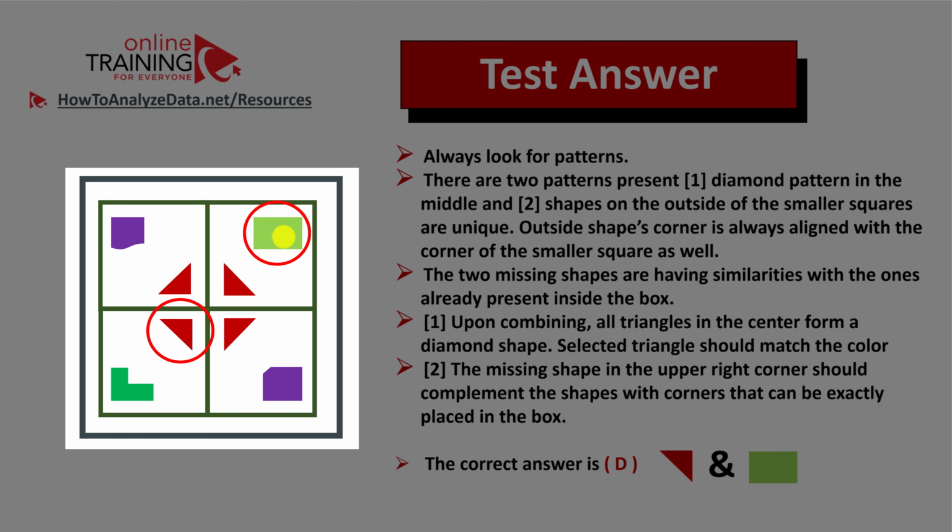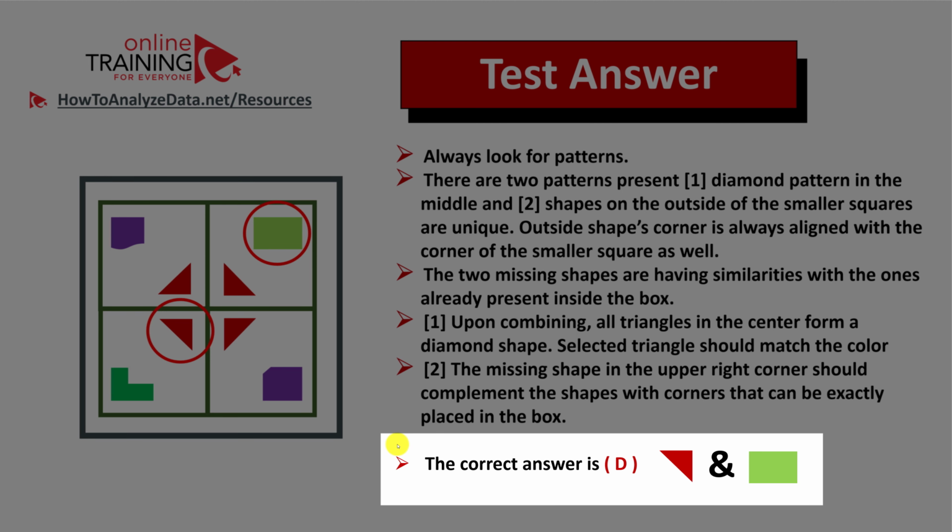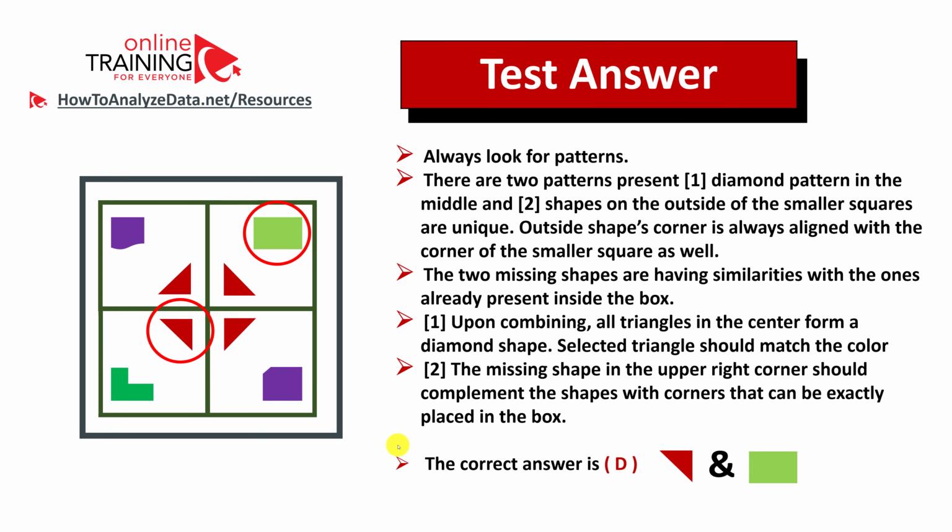You also notice that there is a pattern of green color on the opposite side of the squares, same as the purple colors on the opposite sides of other squares. So the correct answer here is choice D. Hopefully you've nailed this question and now know how to answer similar questions in the test.